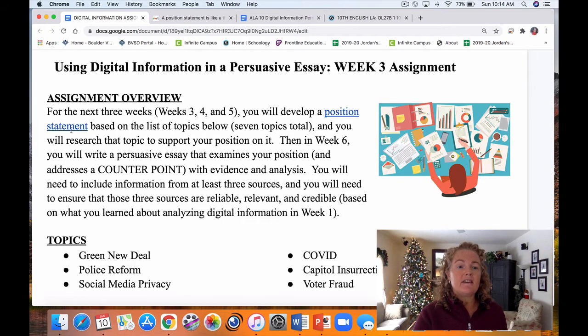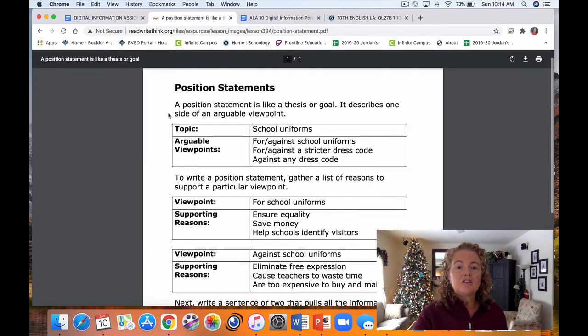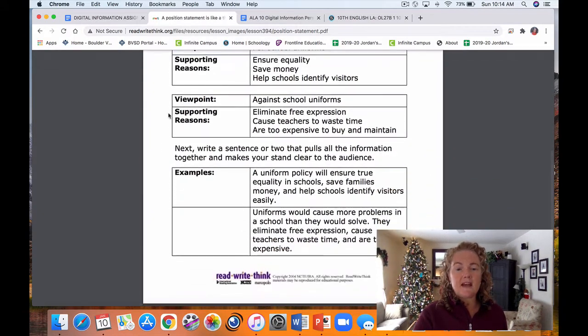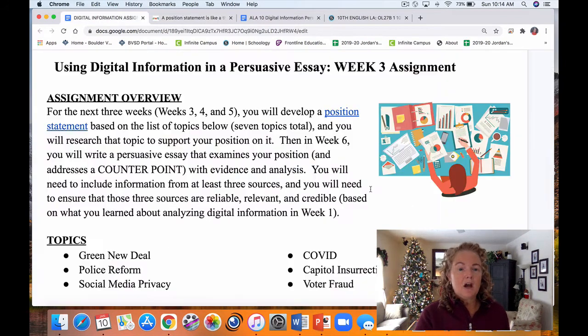If you click on this document right here, you will notice that what pops up is a full-page explanation of position statements. I encourage you to read through that so that you understand what I'm talking about when I say position statement, because I'll be saying it over and over again. All right, so you're going to basically get 6 topics right here, and you are going to choose a topic. Then you're going to research that topic.